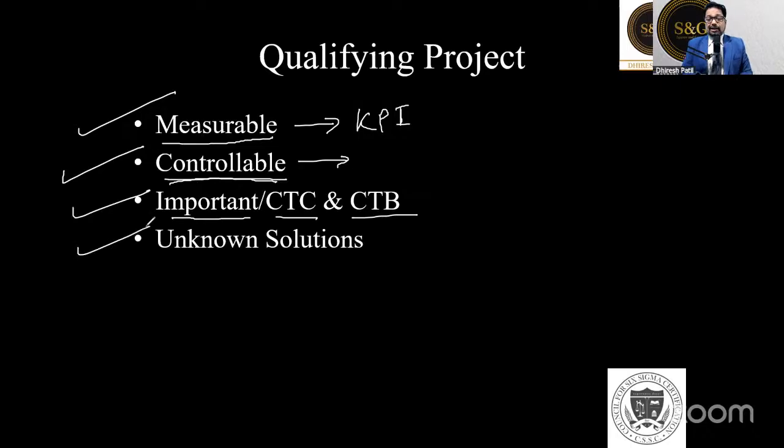And the last one is unknown solution. What is this unknown solution? I have seen people who already know the solution for the problem, but they just want to retrofit that solution in the Lean Six Sigma framework.